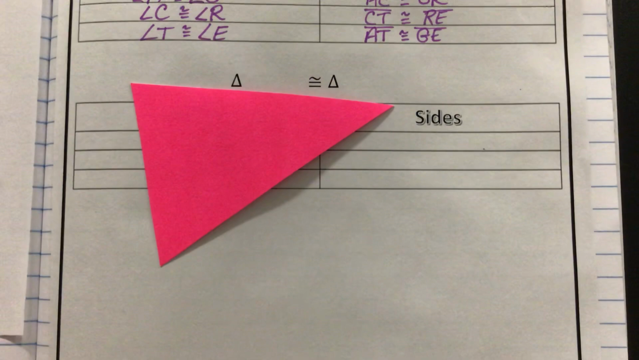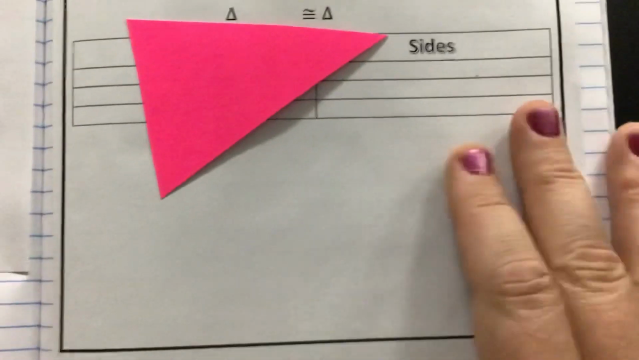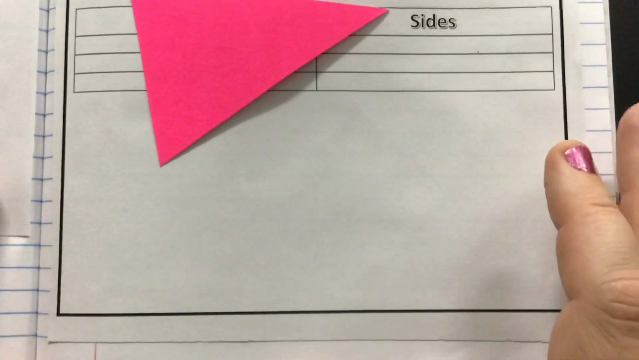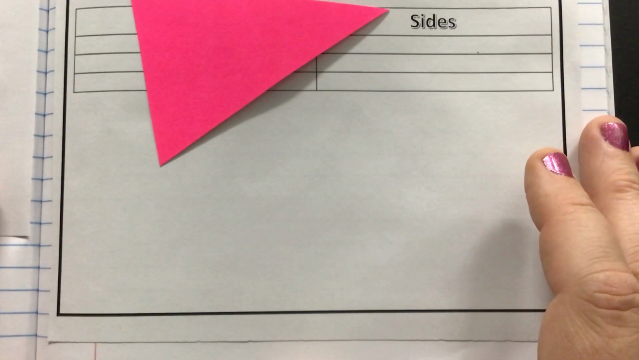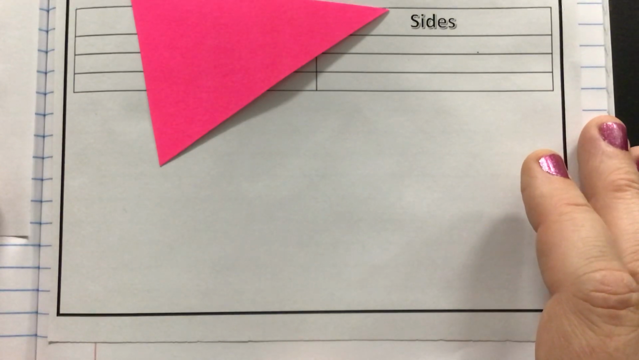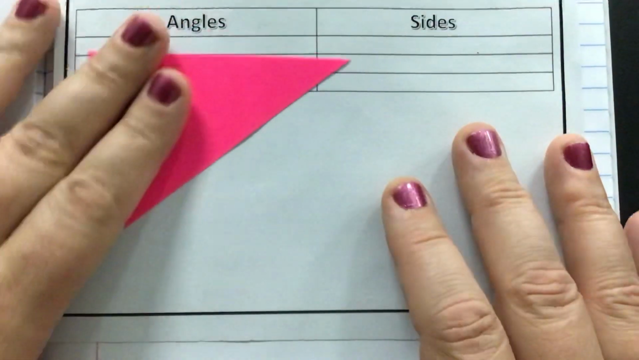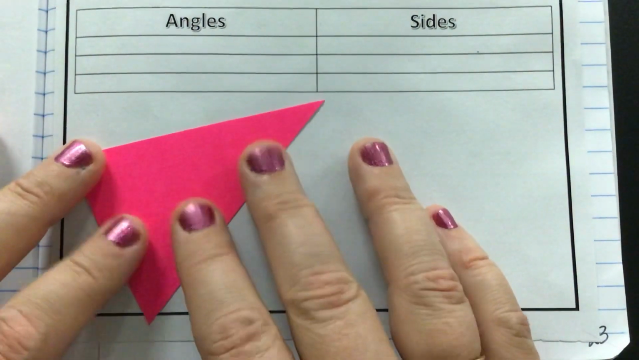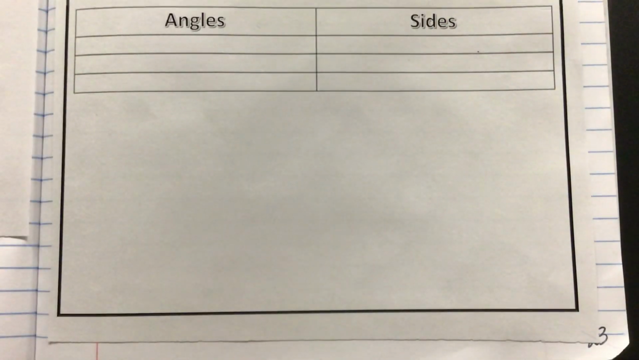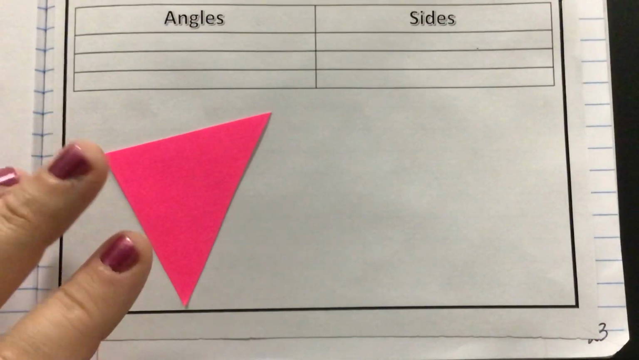So you're going to cut a triangle. I don't care how big or small you make it. Okay. So I'm going to give you some directions. I'm going to have it on the screen here so you can see what I'm doing. Whatever size triangle you make, maybe I'll cut mine a little smaller so it's easy to see. Okay, so here's my triangle.